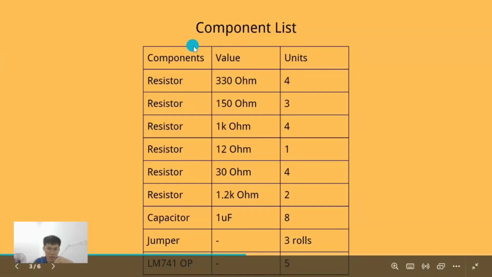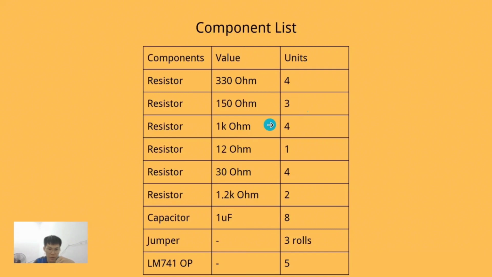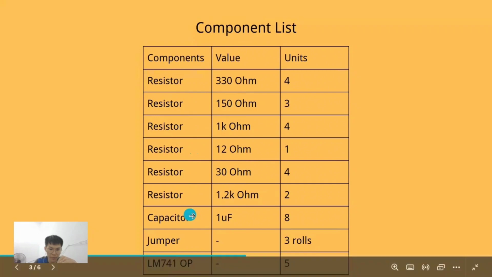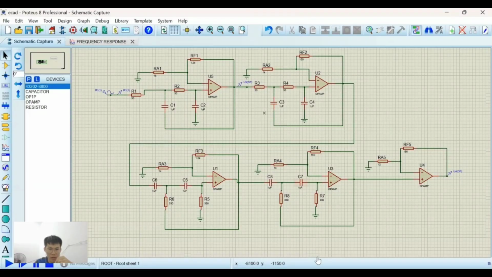This is the component required for the bandpass filter. We use different values and units of resistors, a unit of 1 microfarad capacitor, and 5 LM741. So this is our bandpass filter. The first two circuits are the second order low pass filter. When combining two circuits together, it becomes a fourth order low pass filter. The same concept is also used for high pass. The two second order high pass filters combined become a fourth order high pass filter. Then it connects to the non-inverting amplifier.